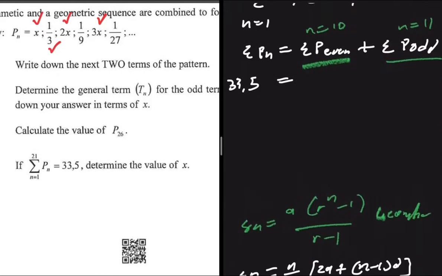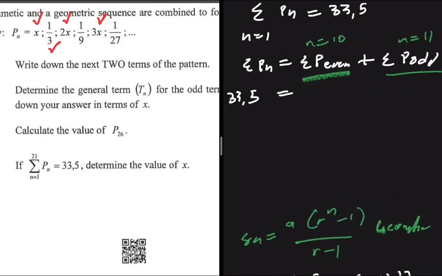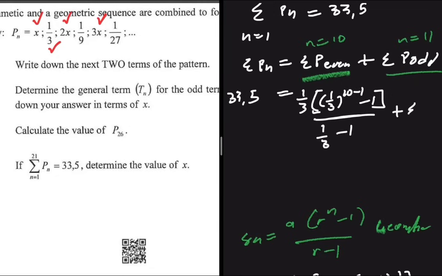So the sum of the even: the first term is 1 divided by 3, right? And the ratio, we know that it is 1 divided by 3 also. And then to the power 10, minus 1, everything divided by r minus 1. So we have 1 divided by 3 minus 1, plus the sum of the odd. So let's just compute that real quick.